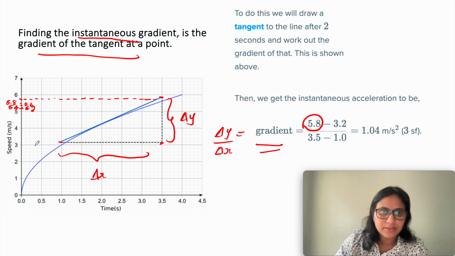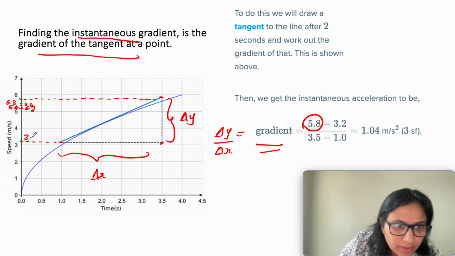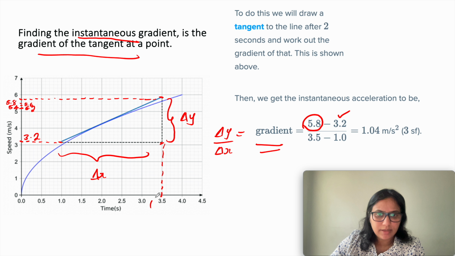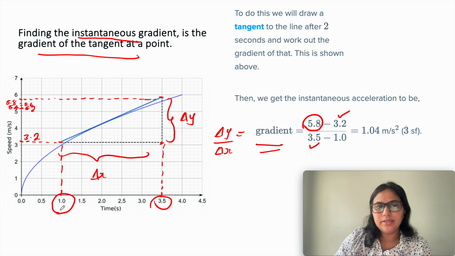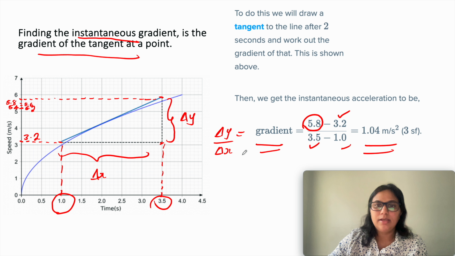Minus the initial value. This is 3, so this definitely will be 3.2. Next, the change in x-axis value. So this is 3.5 and here the initial value is 1. So when you calculate that, you get 1.04 meter per second square. That is your instantaneous acceleration.